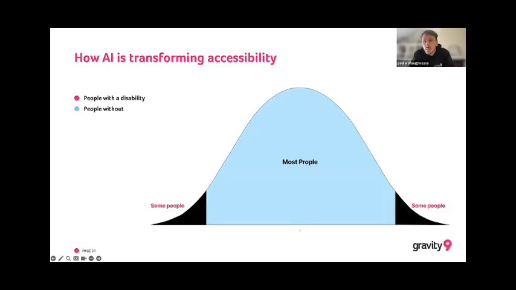Unfortunately, it kind of makes sense to an extent, because the data is usually derived from people without disabilities, seeing as there are an awful lot more people in the world without disabilities than there are with disabilities. The very name of ChatGPT, the general purpose transformer, is about the average, really, isn't it?